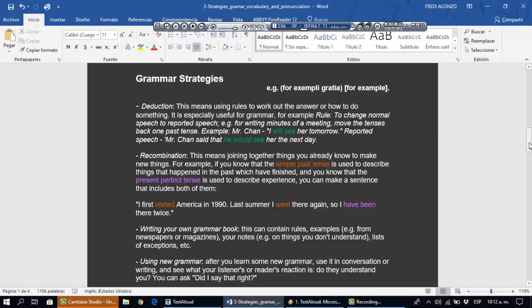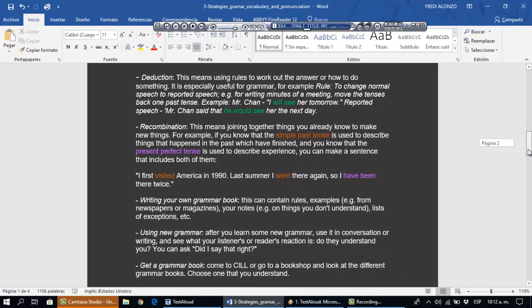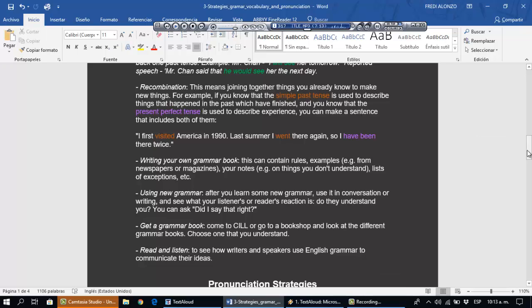Recombination. This means joining together things you already know to make new things. For example, if you know that the simple past tense is used to describe things that happened in the past which have finished, and you know that the present perfect tense is used to describe experience, you can make a sentence that includes both of them. I first visited America in 1990. Last summer I went there again, so I have been there twice.